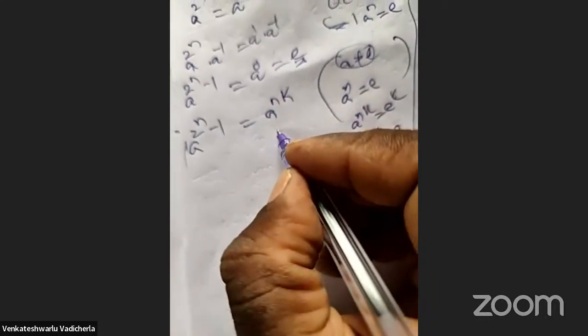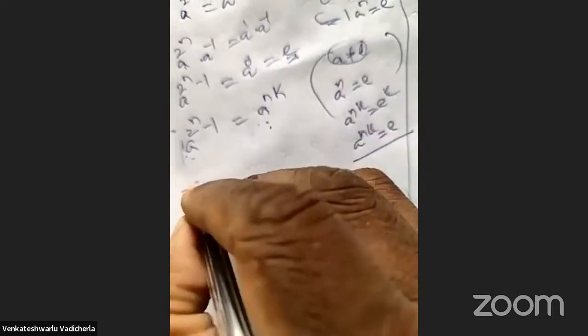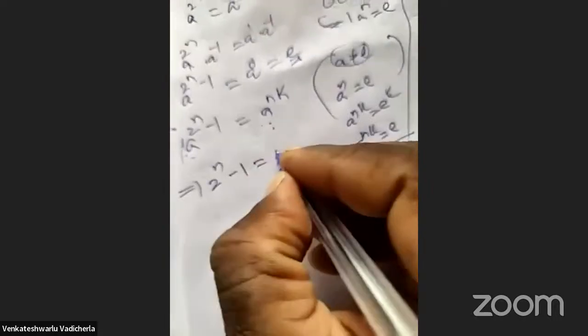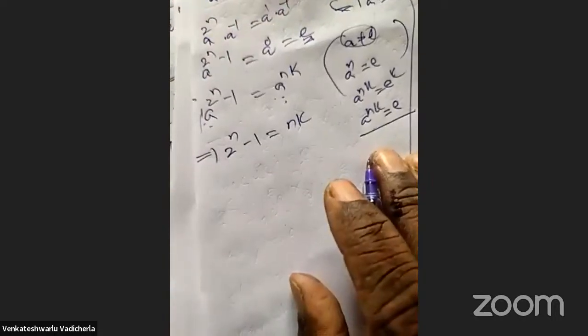Order of A is equal to n, if and only if by definition A power of n is equal to E. Then taking the power k, A power of nk is equal to E power of k. A power of nk is equal to E. This E can be written as A power of nk. Bases same, so the powers should be equal. 2 power of n minus 1 is equal to nk.